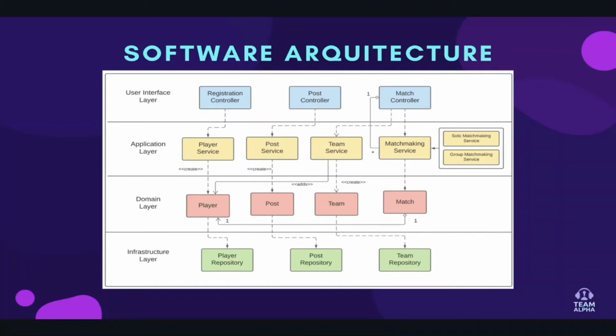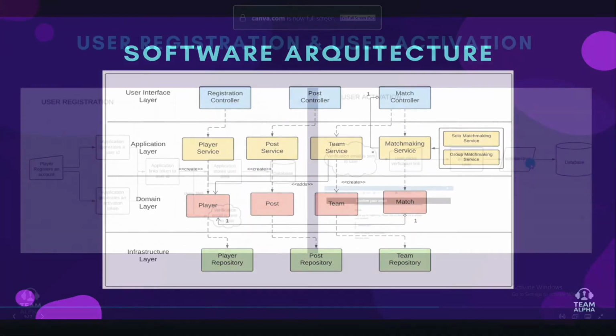So as we can see also in the application layer for the matchmaking service, the matchmaking service is actually an interface. So the ones that implement the functions in that interface are the solo matchmaking service and the group matchmaking service. This is because we're using the strategy pattern explained in the class. So Grace is going to explain that later on. And those are the concrete classes for that matchmaking service interface.